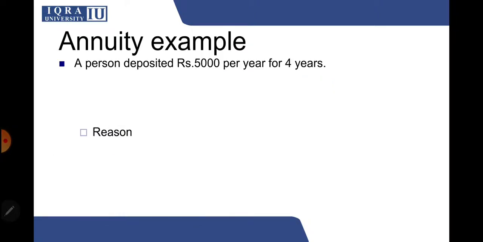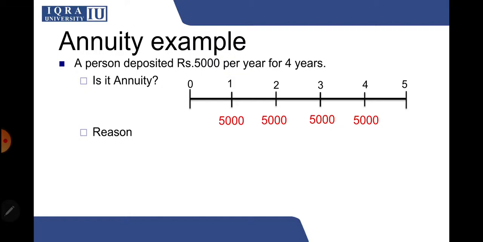Now let's look at an example of an annuity. So a person deposited 5,000 per year for 4 years. This is an example of annuity. So the timeline for this cash flow is going to be like this. A person deposited 5,000 per year. This is your hint whether it is an annuity or not. So you can see that all 3 characteristics are over here.